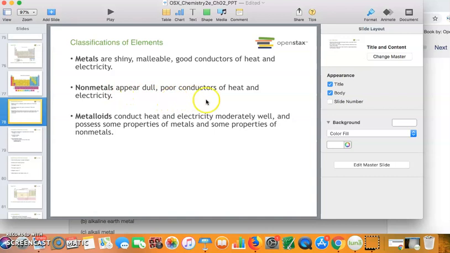Nonmetals appear dull. They're poor conductors of heat and electricity, so they pretty much have properties opposite those of metals. And then the metalloids conduct heat and electricity fairly well, better than nonmetals but not as well as metals. They possess some properties of metals and some properties of nonmetals, so they're sort of in between metals and nonmetals.